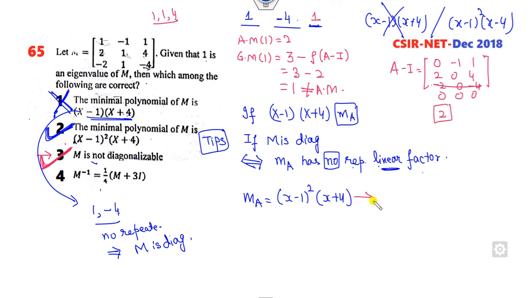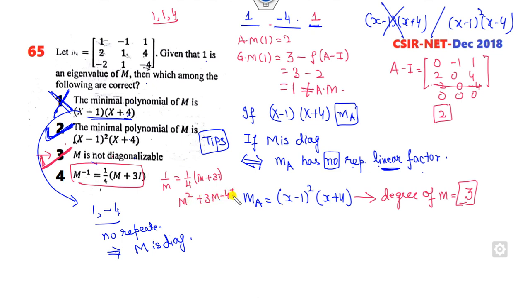What is the degree of this polynomial? Degree of the minimal polynomial is 3, but here what is the degree of this? If I write here 1 by M, because none of the eigenvalues is 0, the inverse exists. So if I multiply them, M square plus 3M minus 4I is 0. Its degree is 2, but we need at least degree 3, otherwise the minimal polynomial does not divide this. So this option is also cancelled out. So the right answer is B and C.